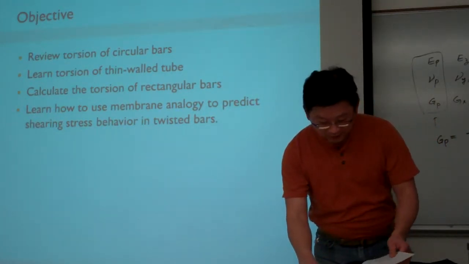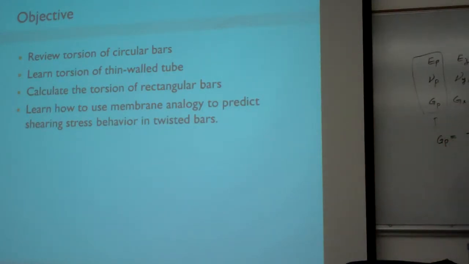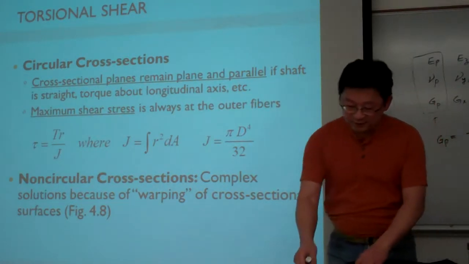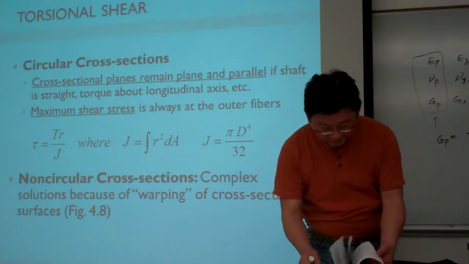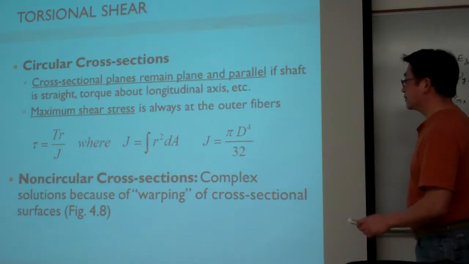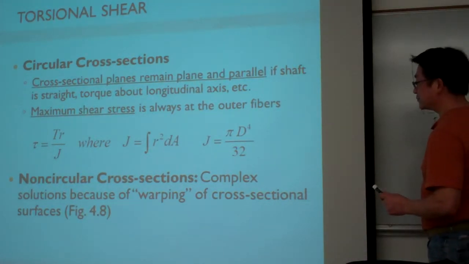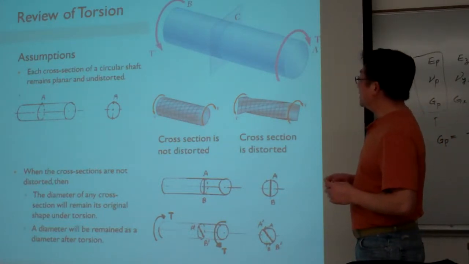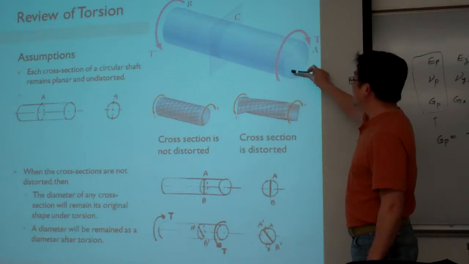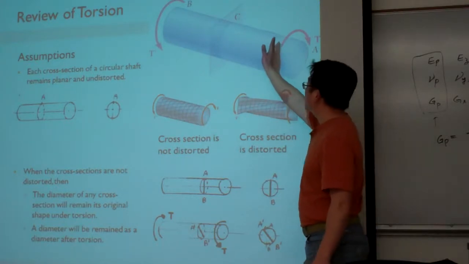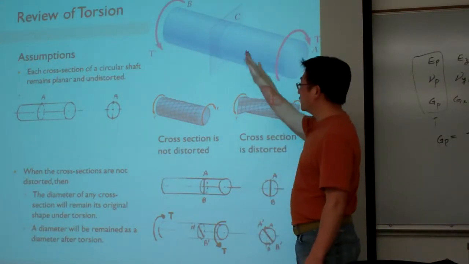Okay, so with this in mind, first I will quickly give you the review of the torsion of circular cross sections. So let me quickly review those things here. So that is the old one. What we have learned is that we're dealing with the simplest case, the torsion of a circular uniform bar. That means the cross-section area is the same, circular everywhere.